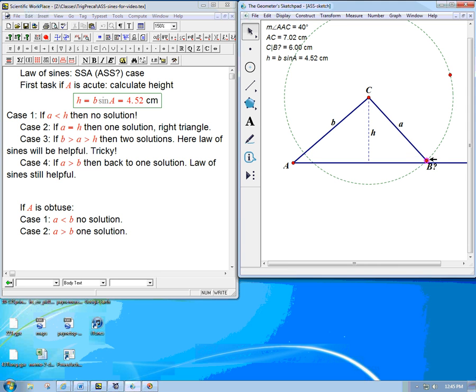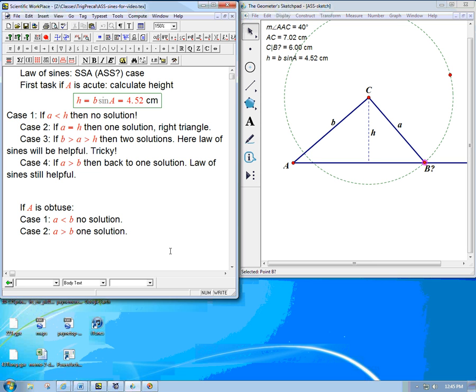This is where the swinging rod, here 6 centimeters, is long enough to reach the ground. That's because it's bigger than h, which we already calculated was 4.52 centimeters. And it's smaller than the fixed beam, which is 7 centimeters. So it fits here, but you can also kick it out to here to make it. So let's focus on that.